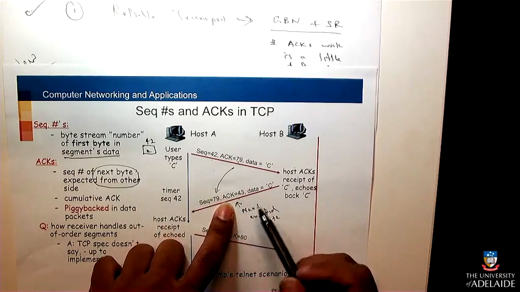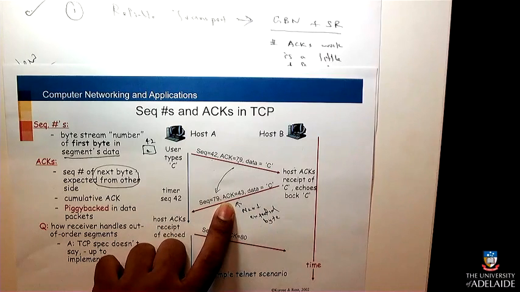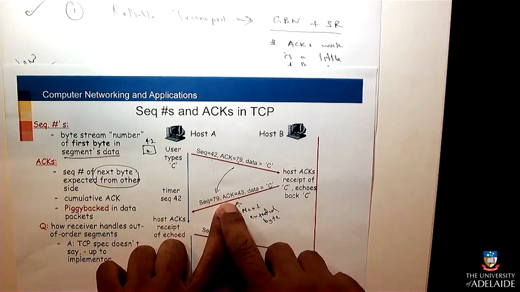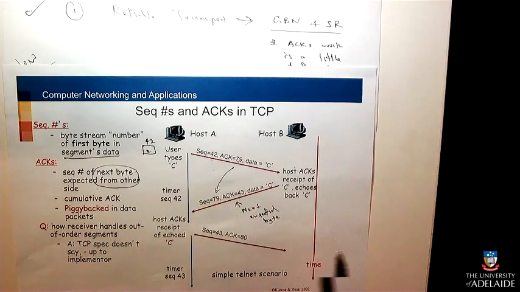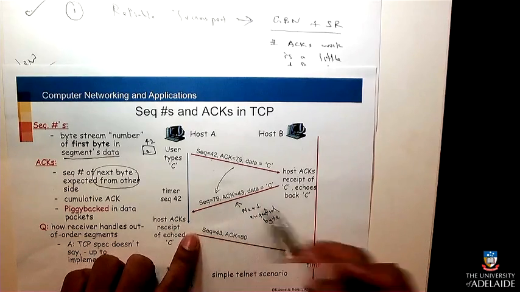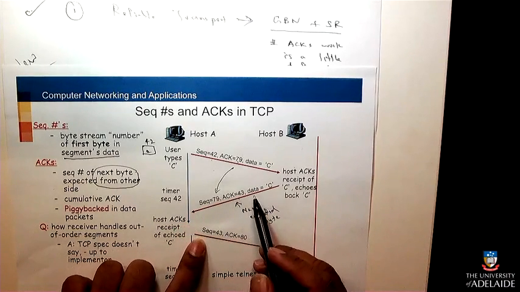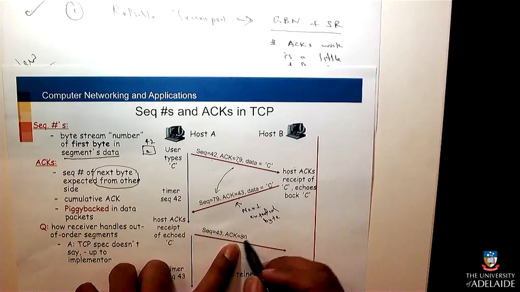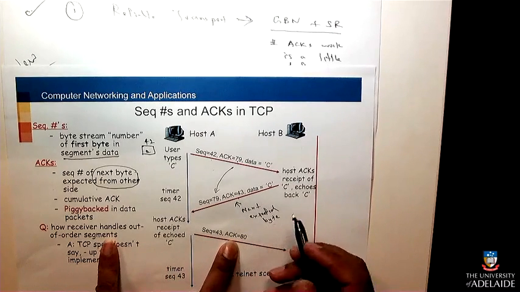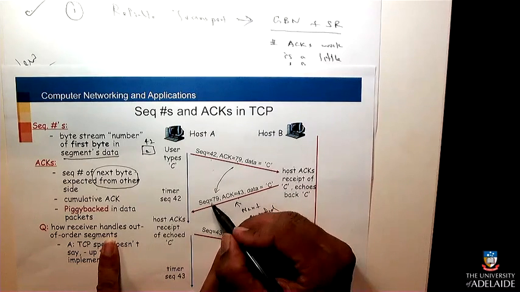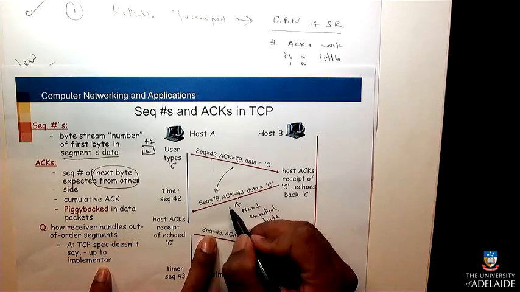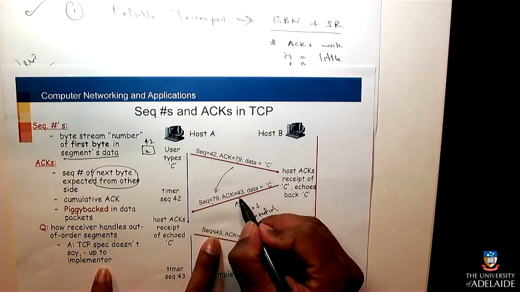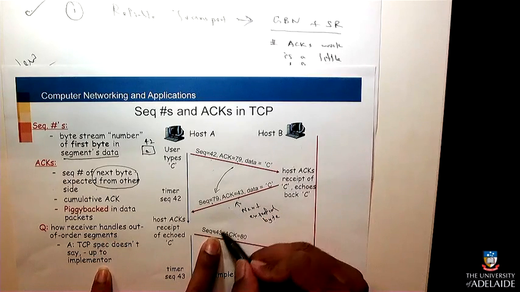Because I told you TCP does cumulative acknowledgements, that means if I get 43, all the bytes before that have been correctly received. So when the sender sends back, I'm acknowledging 80 because I've received 79, so the next one I'm expecting to receive is 80. And the sequence number that I'm sending is 43, which is the one host B is expecting.